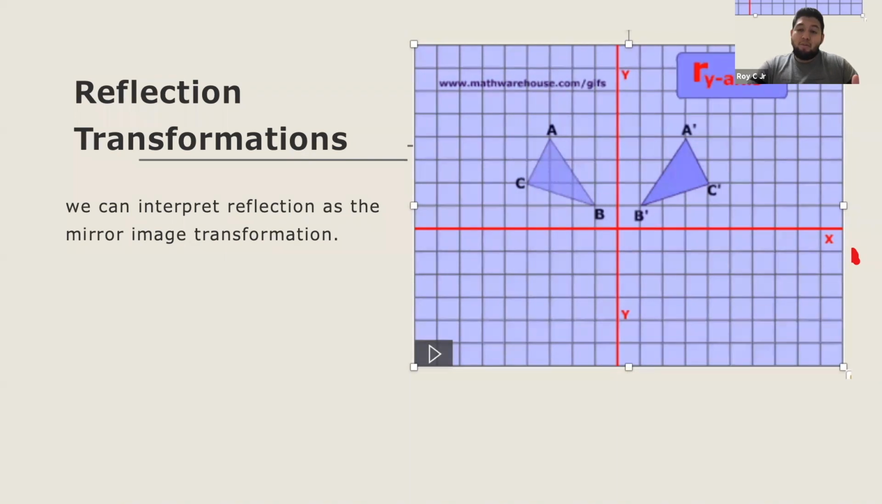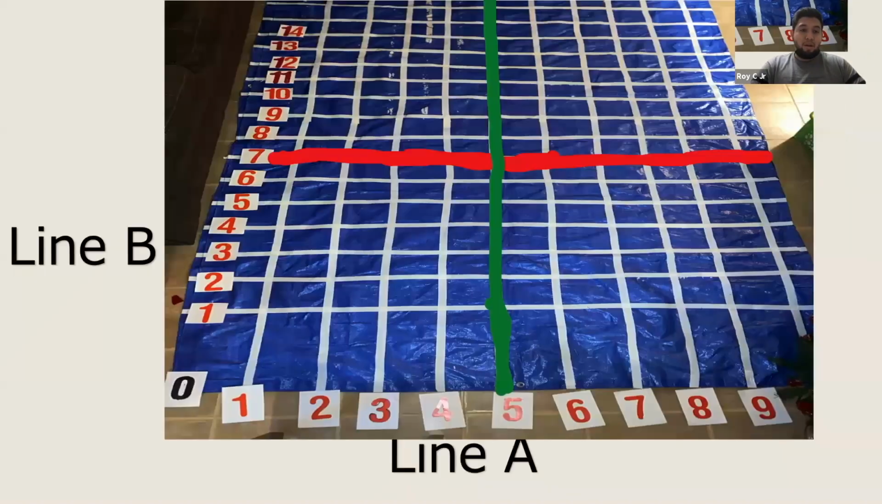It's one square away from this vertical red line. And this other B that is facing in the same direction, we can see that this B is also one square away from the red line. So you can say that depending on how far you are from the mirror, that's how far your mirror image will also be.